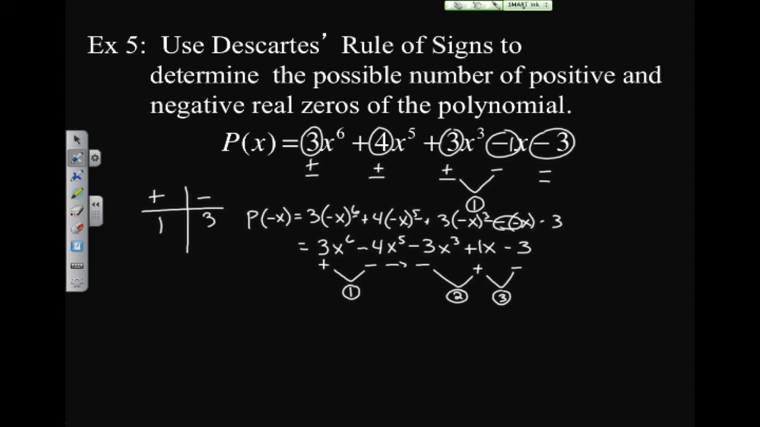So there could be 3 negative answers. Or remember, we always have the option of going down by an even number, so there could also be just 1. 3 minus 2, there could be 1 negative answer as well. So the options are you could have 1 positive and 3 negatives, or since we know there has to be 1 positive, there could also be 1 positive and 1 negative. And so that's how we use Descartes' rule of signs to tell us how many positive or negative answers we could have.